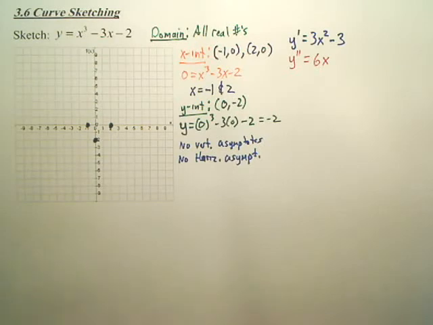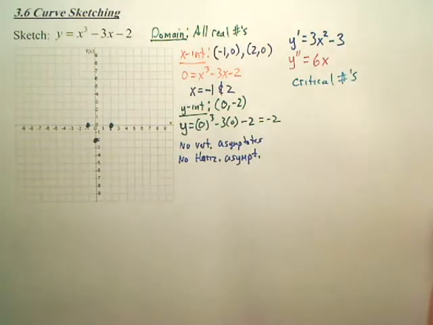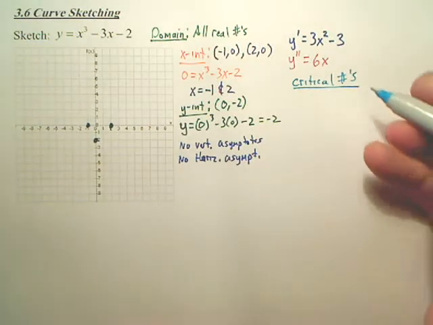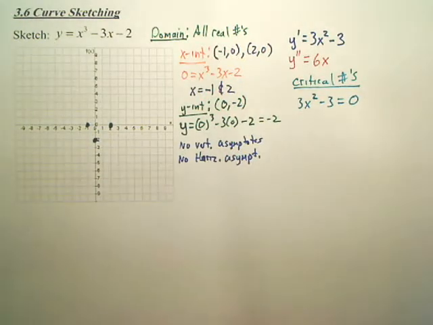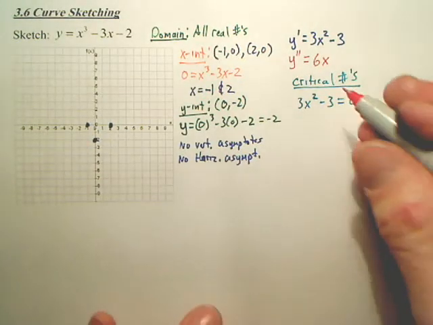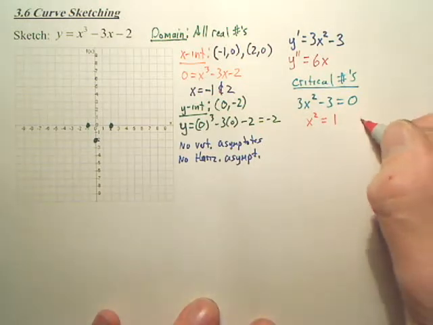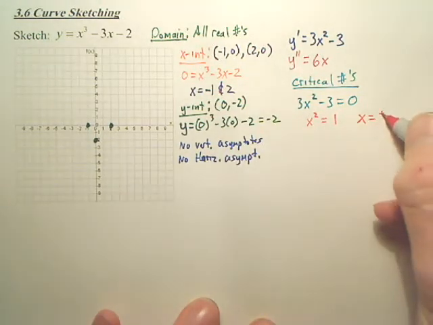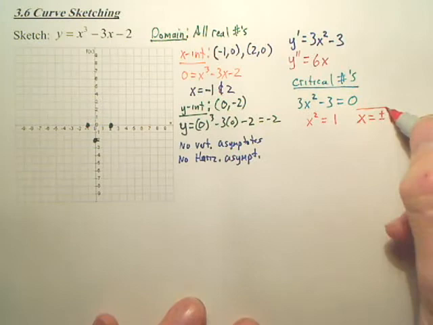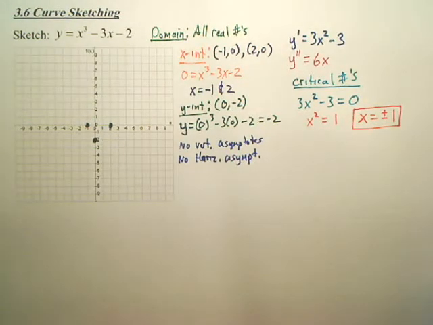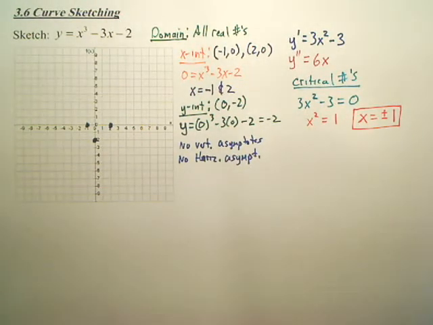So let's focus on our critical numbers. Our critical numbers deal with the first derivative. To find critical numbers, which are where we have maxes and mins, we're going to set 3x squared minus 3 equal to 0. When you do that, you get x squared equals 1. So you get x equals plus or minus the square root of 1, which is 1. So those are your critical numbers. We added the 3 over, divided by 3, square root of both sides, plus or minus 1.